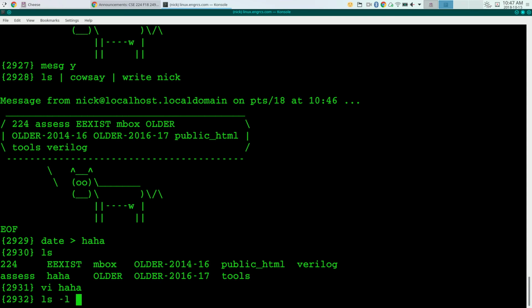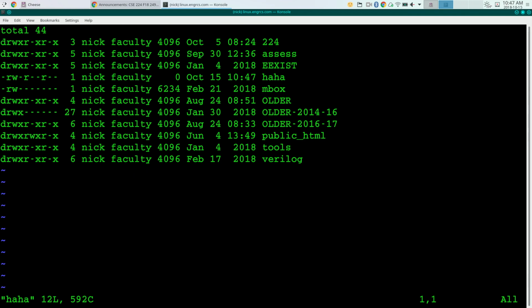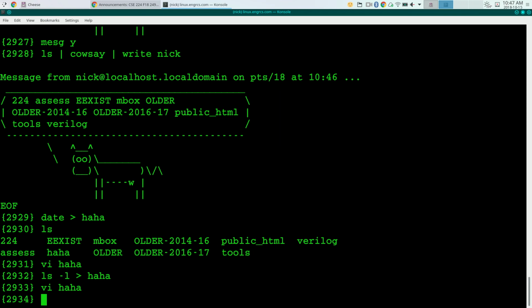If I say ls -l greater than haha, and I look at haha, it's a copy of my listing. So we can take the output of commands and we can save them into files. And we can use a less than sign to feed standard in from a file. So that instead of waiting for us to type something, it reads the input from a file. And that's really useful when you're debugging code and you want to use the same test case again and again, and it needs you to type 10 lines of stuff. You can put all that in a file and then just say program less than sign file name, and it reads from that input.